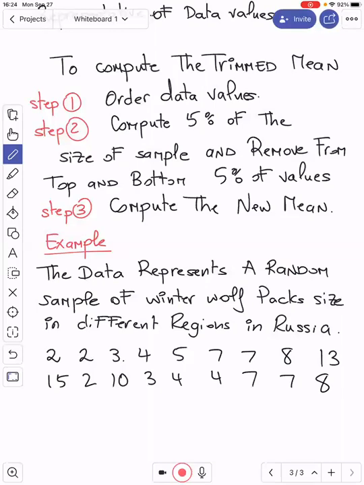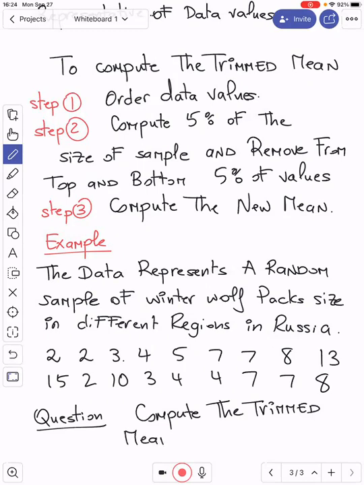And so the question is to compute the trimmed mean, and as a percentage, we're going to use 5%.